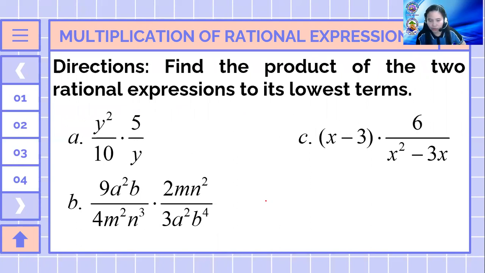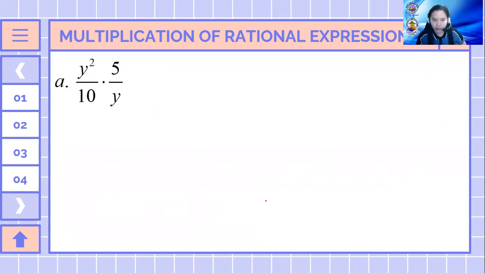So we have three examples here, and we have to find the product and express the rational expression to its lowest term. Let's have first letter A. I can show to you two ways how to solve this example. We have y squared over 10 times 5 over y. Let's say this is the first method.